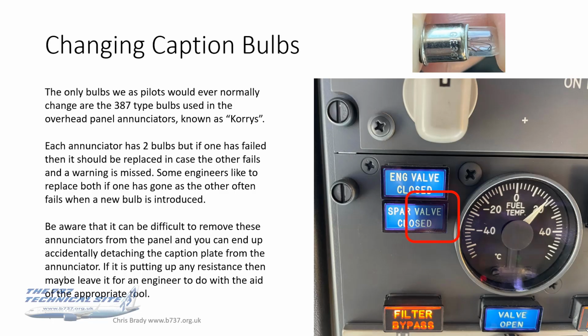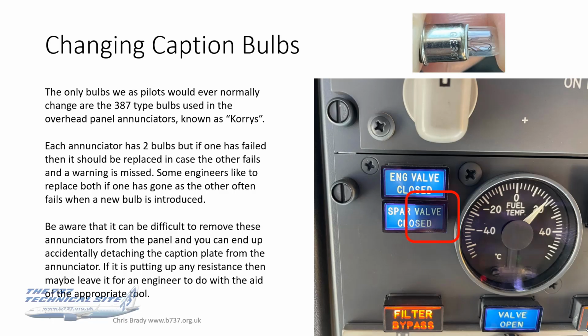Now, each enunciator has got 2 bulbs in it, but if one's failed, then the other should be replaced in case the other fails and a warning is missed. But it's got 2 basically to save us, as pilots, from absolutely having to change a bulb if one goes. You can just leave it till you get down and then tell an engineer.